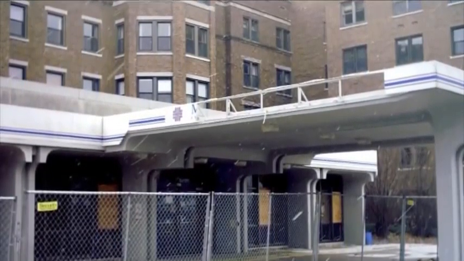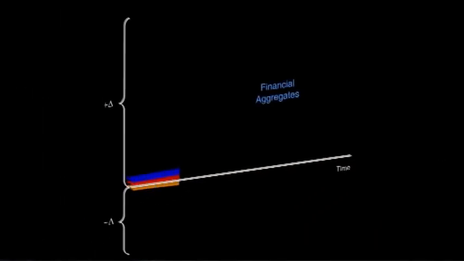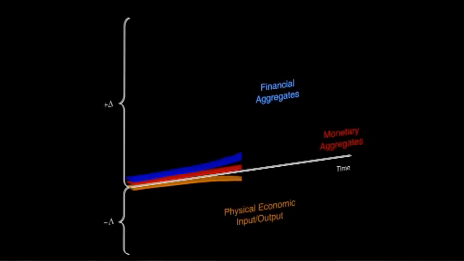So what you see is a boom in trading shares and bonds and derivatives like mortgage-backed securities and collateralized debt obligations. And this boom in this type of trading increases exponentially. And that's the financial aggregates curve of the triple curve.